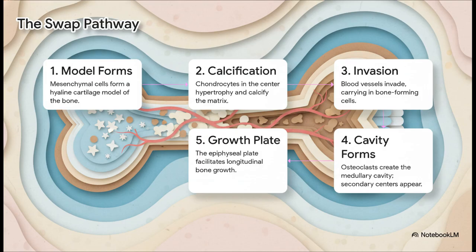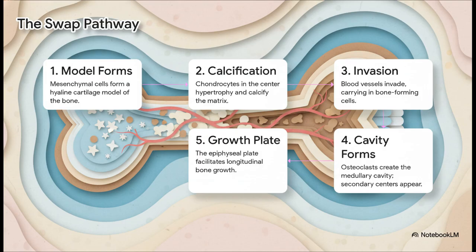This triggers step 3, vascular invasion. Blood vessels bust into the deteriorating cartilage, bringing a whole new demolition and construction crew. Osteoclasts show up to clear away the dead cartilage, while osteoblasts form a bony collar around the shaft and start laying down real bone inside.